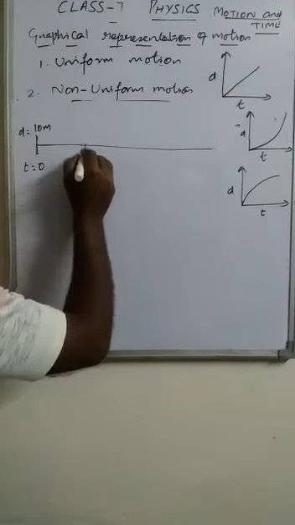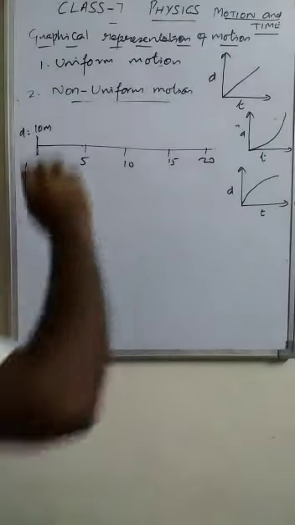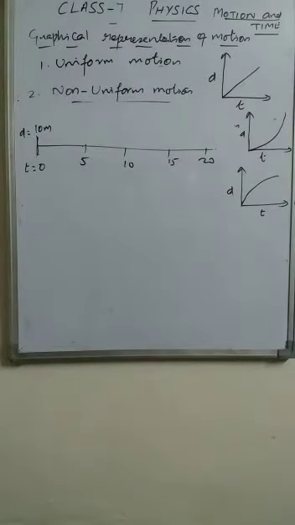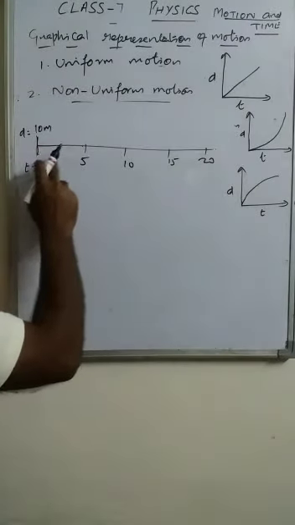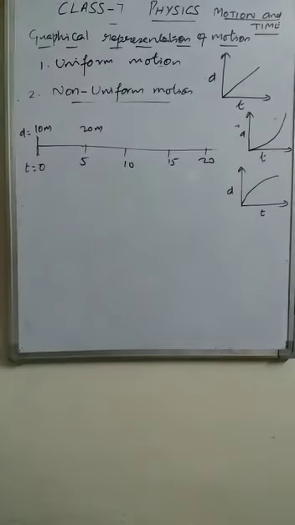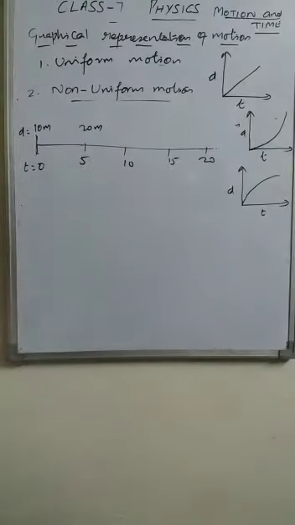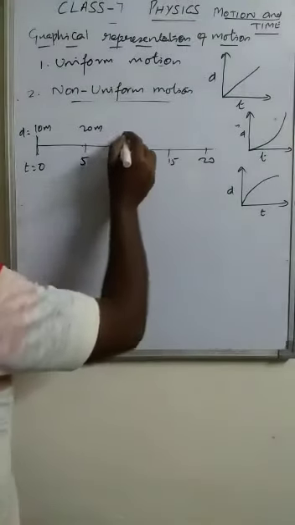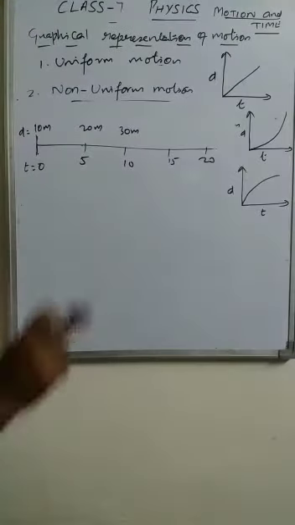Here onwards, if you see, this is 5 seconds, 10 seconds, 15 seconds, 20 seconds. In this way, we divide the time interval. Then we move the object. In the first 5 seconds, it comes to the position of 20 meter. So the distance covered is 10 meter, because final minus initial. In the next 5 seconds, it goes to the 30 meter position. Here also the distance covered is 10 meter.